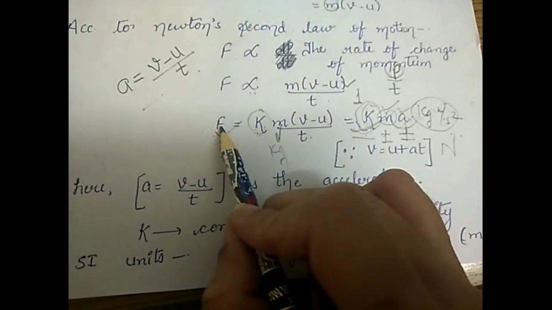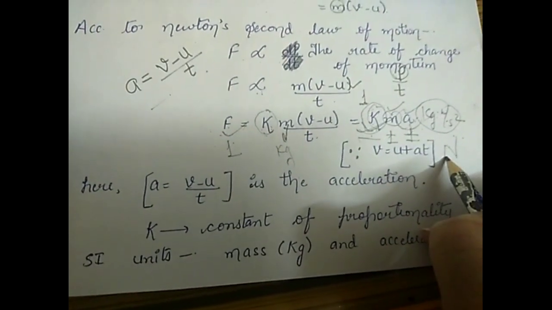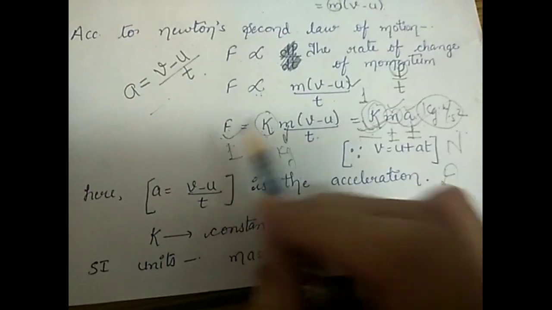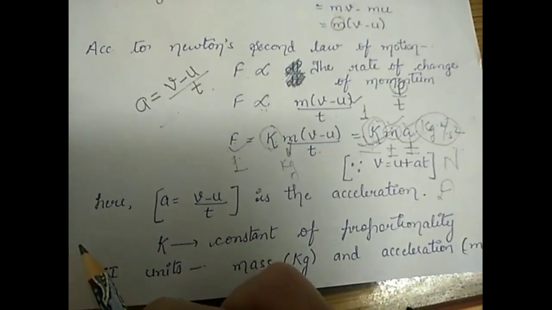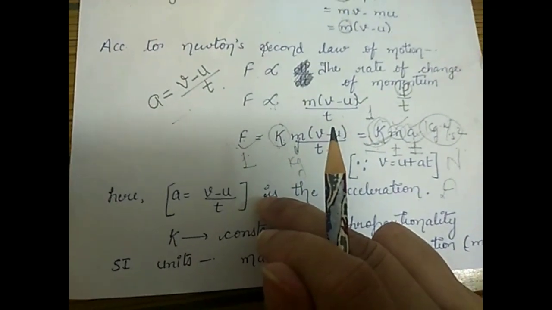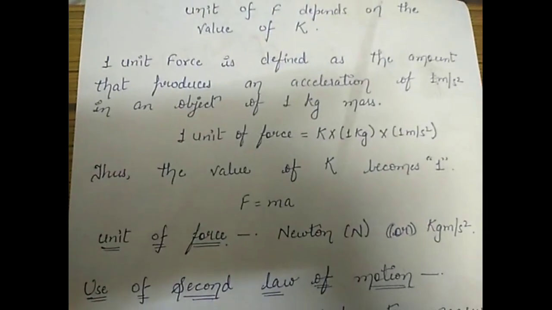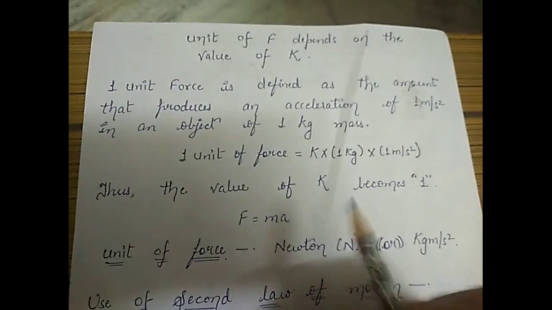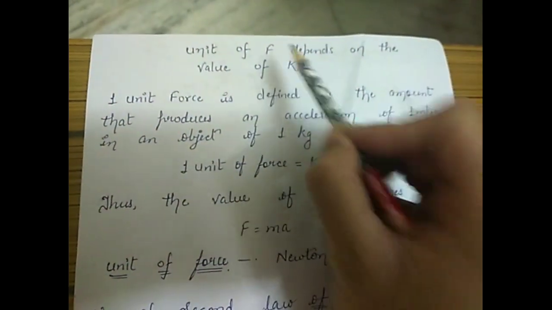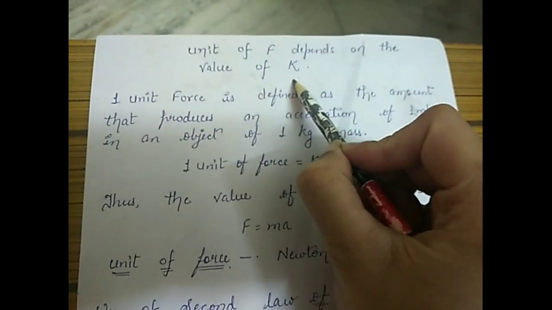So the unit of force is Newton (SI unit), and the CGS unit is dyne. We discussed that in the previous chapter, in the part on force. This is the part after the derivation I explained: the unit of force depends on k, and how will we find the value of k?